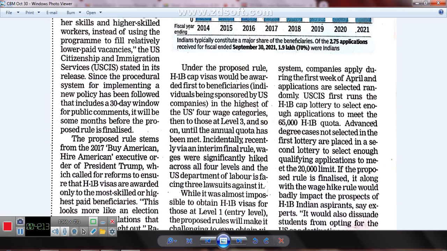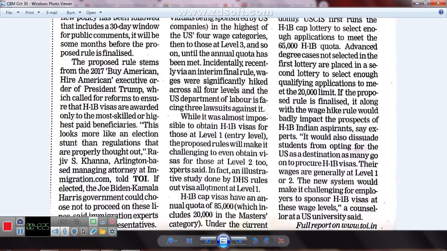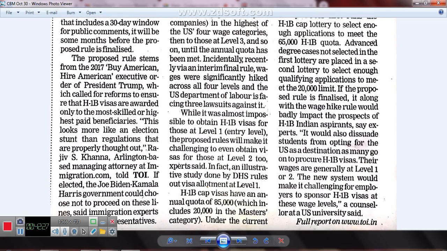Incidentally, recently, via an interim final rule, wages were significantly hiked across all 4 levels, and the US Department of Labor is facing 3 lawsuits against it. While it was almost impossible to obtain H-1B visas for those at level 1 entry level, the proposed rules will make it challenging to even obtain visas for those at level 2, experts said.